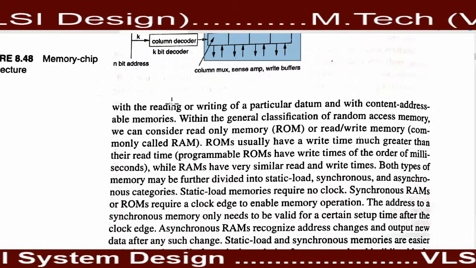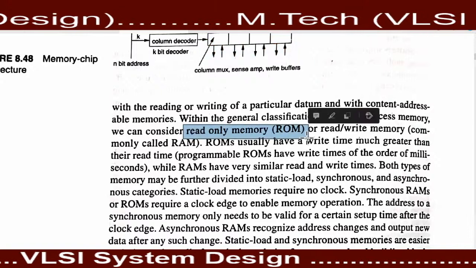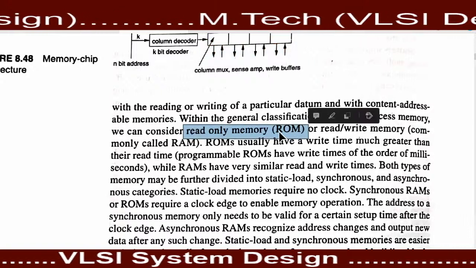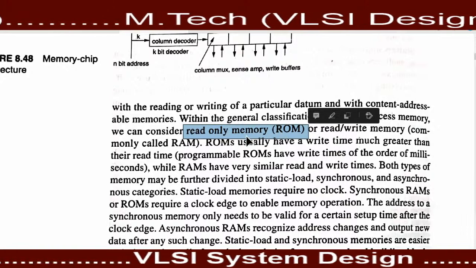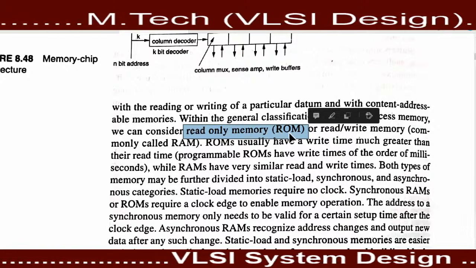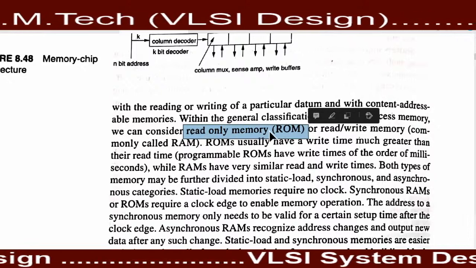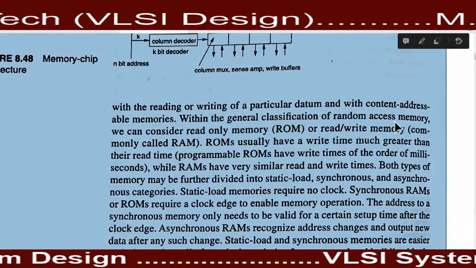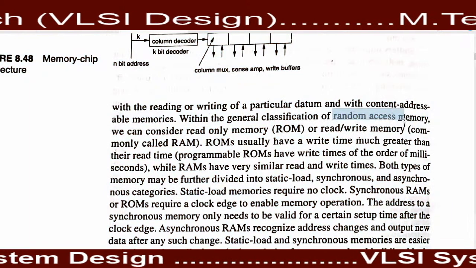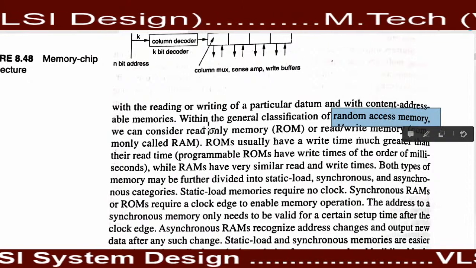But if I discuss read only memory, in this type of memory we can read the memory, and we can also write the memory, but the writing time is very high. That's why this type of memory is known as read only memory, because the writing time is much higher as compared to random access memory. In random access memory, read time and write time are very small as compared to read only memory.